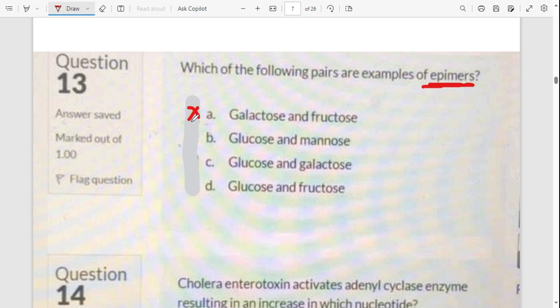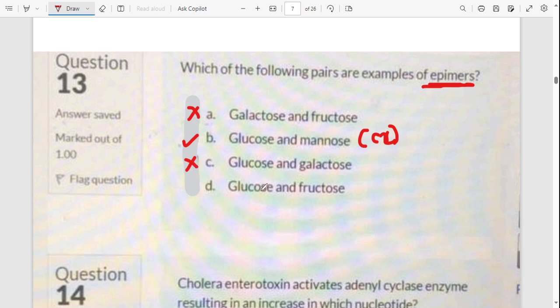Galactose and fructose are not epimers, they are structural isomers. Glucose and mannose are epimers, they differ only at carbon number 2. If OH is on the right for glucose, it's going to be on the left for mannose. Glucose and galactose are also structural isomers and stereoisomers because they differ at one carbon, number 4, in the way atoms are arranged facing either up or down.